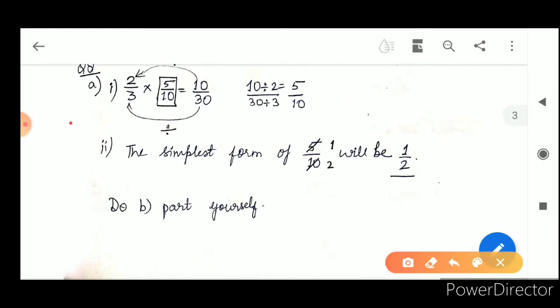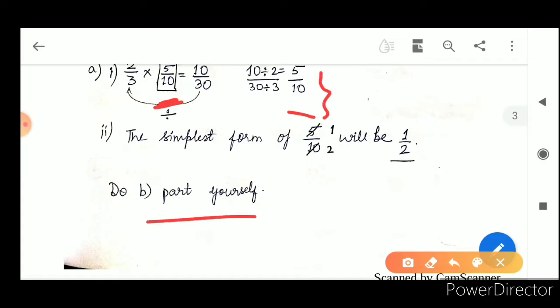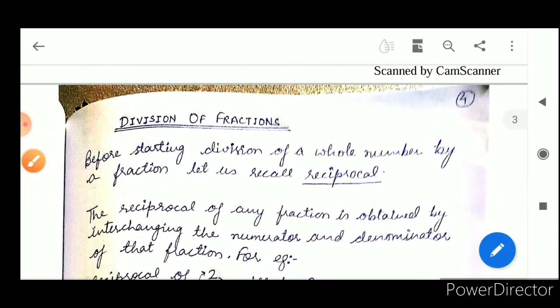Question number 8 is an important question. In this question we have to fill in the box. So what we will do here is multiply the numerator by the numerator and the denominator by the denominator. Here this part is not given, so we do 10 divided by 2, 30 divided by 3, which is 5 by 10. We will not convert it into lowest form because in the second part it has been asked to convert it into lowest form. So your answer is 5 by 10 and the lowest form is 1 by 2. Both are divisible by 2.